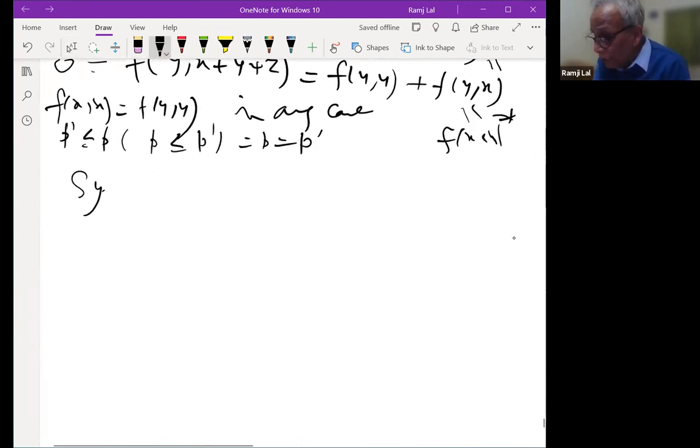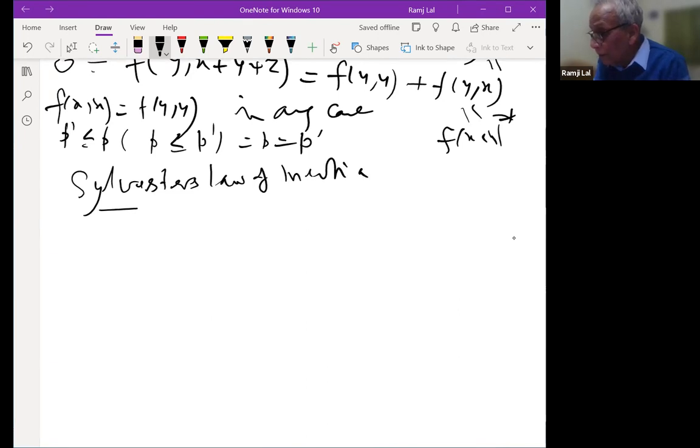You must have studied this already, Sylvester's law of inertia. I hope it is clear. Is it?